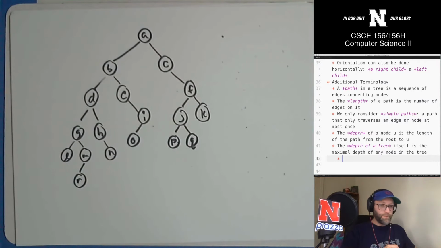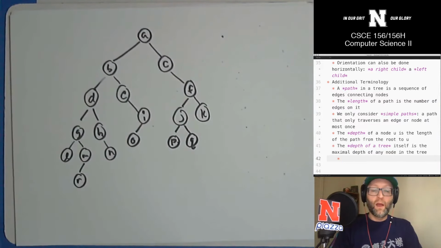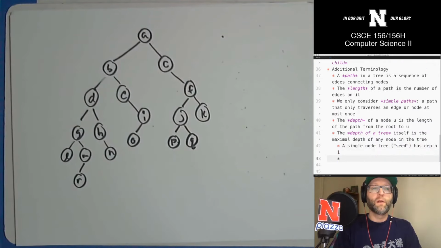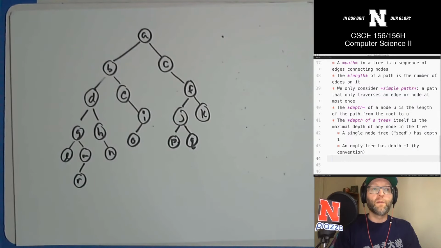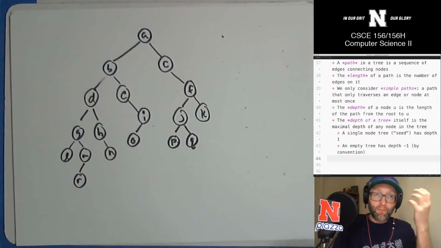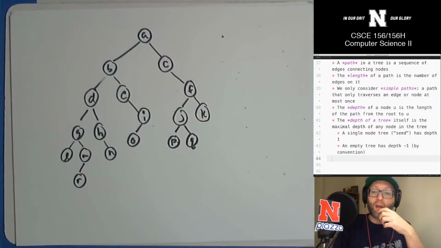Okay. All right, so the depth of a tree itself is the maximal depth of any node. A single node tree, we'll call that a seed, has depth 0, right? An empty tree, these are just some corner cases here, has depth -1 by convention, right? It doesn't actually make sense to talk of negative depth, just like it doesn't make sense to talk about a negatively sized array, but for convention, to make some mathematics work out, we do use that convention.